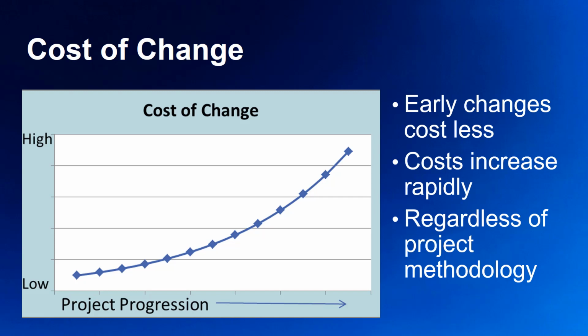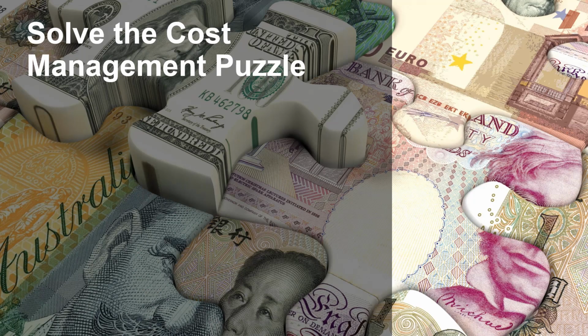The earlier you make such scope-related design changes and decisions, the less expensive the project will be. Procrastination causes cost to skyrocket. How will you get answers to the key project cost management questions to solve this puzzle?